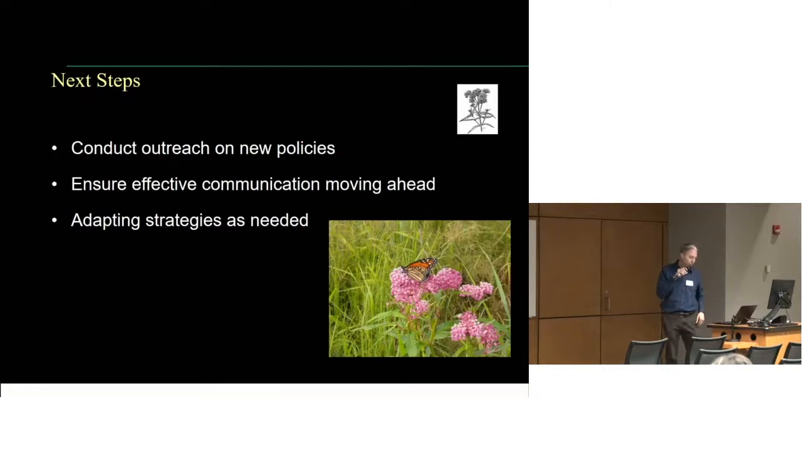So next steps, we'll be conducting more outreach. We've been developing these best practices. We have this information that's going into our native vegetation guidelines. We really need to make sure that people working on projects understand the content of this information, trying to really do more outreach on this topic. And so it's going to be a lot more communication moving ahead.